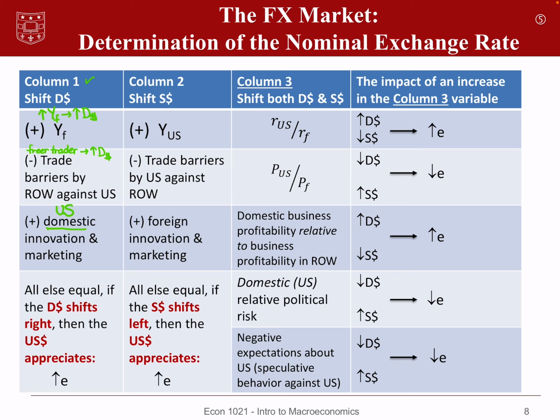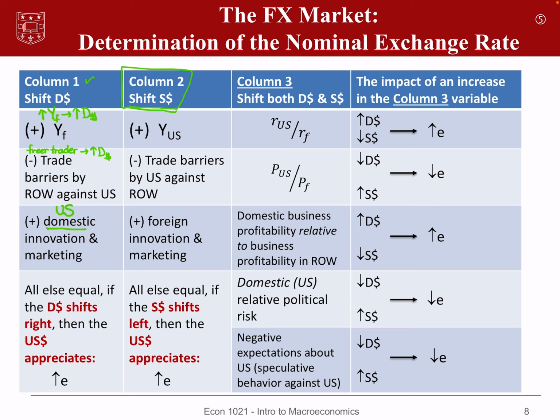So that's one set of things that could drive the nominal exchange rate. A second set of things that could change the nominal exchange rate are factors that would shift only the supply curve for dollars. So, what would be some examples of these? One example would be income levels in the United States, GDP in the US.